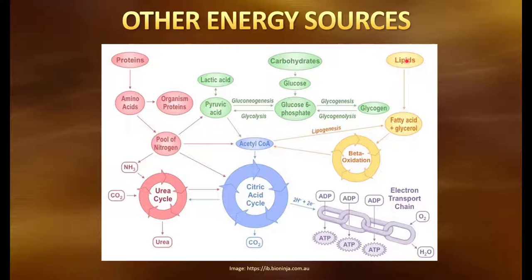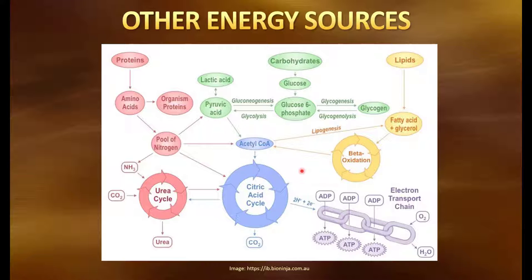This is showing us the breakdown of the lipids. So we would take our lipids, we would split off the glycerol molecule and do a beta oxidation, and we also can take those fatty acids. After we do the beta oxidation, they become acetyl-CoA, and we can run them through the citric acid cycle.